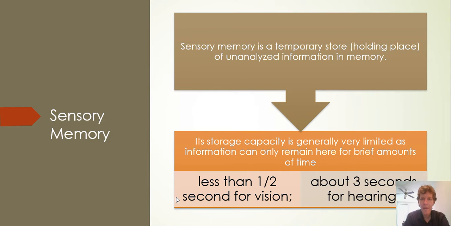Within sensory memory is a temporary storage place, kind of like a holding place of unanalyzed information. We store information in sensory memory for very, very brief amounts of time: less than 0.5 seconds for vision, about 3 seconds when it comes to hearing. That tells you something, though. What passes through our vision passes very fast compared to what we hear.